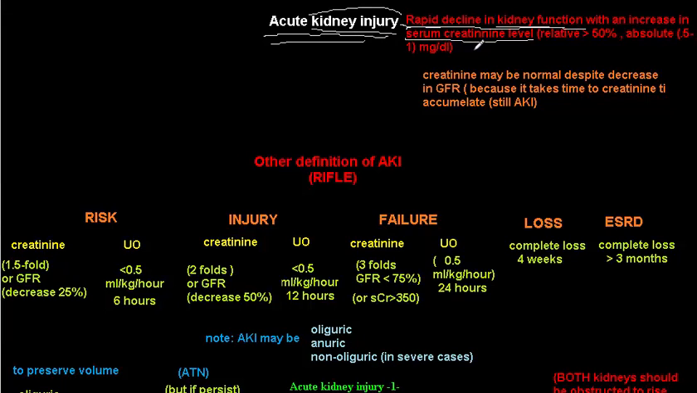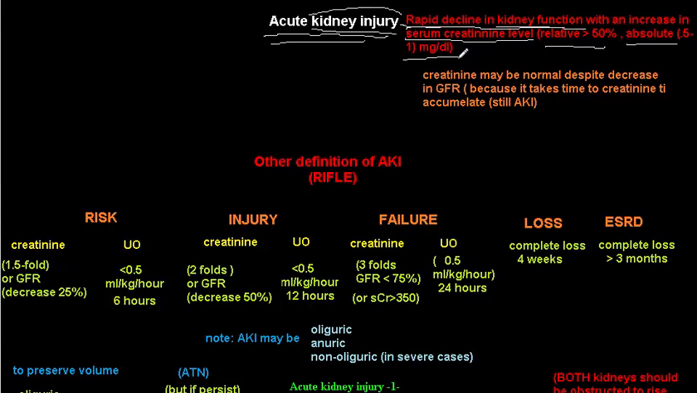How much should the serum creatinine level increase to tell that this is an acute kidney injury? The serum creatinine level should increase by a relative increase of more than 50%, or an absolute increase of 0.5 to 1 milligram per deciliter, to tell that this is an acute kidney injury.